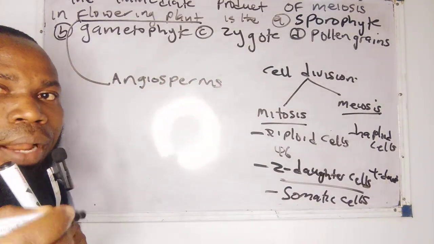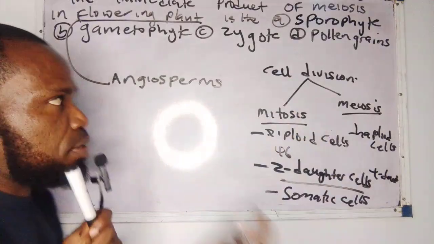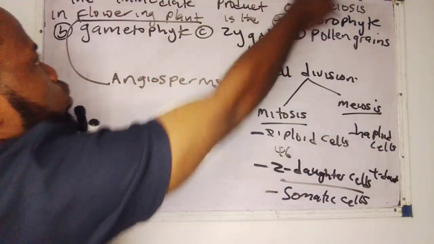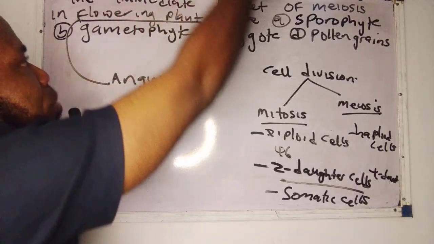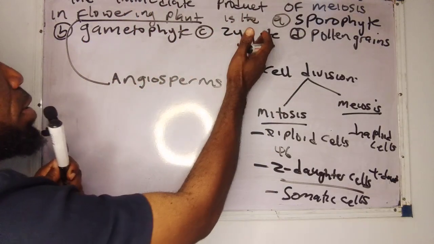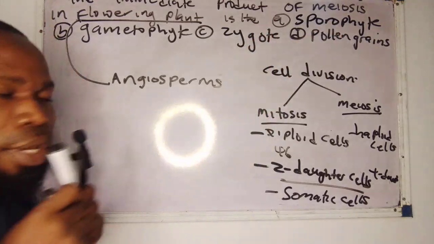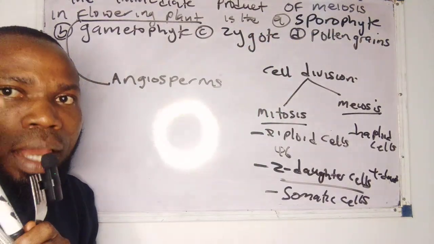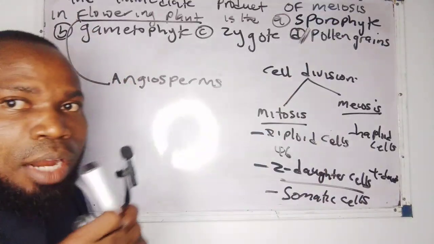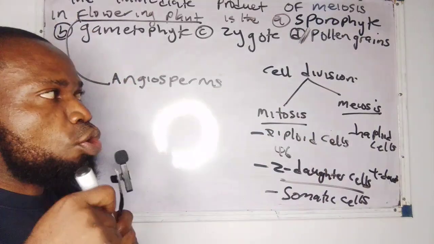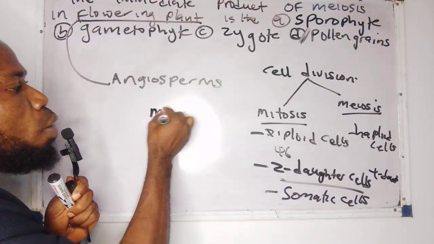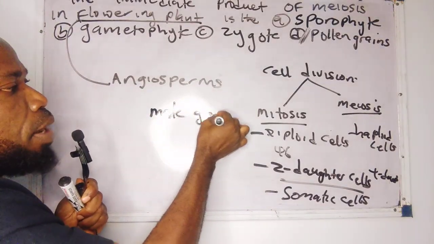Gymnosperms are plants that produce naked seeds. Now look at it. They said the major immediate products from meiosis in flowering plants is the dash. They said sporophytes, they said gametophytes, they said zygote, and they said pollen grains. The answer there is pollen grains. Pollen grain is a gamete, and of course it's formed from meiosis. The pollen grain is regarded as the male gamete in flowering plants.